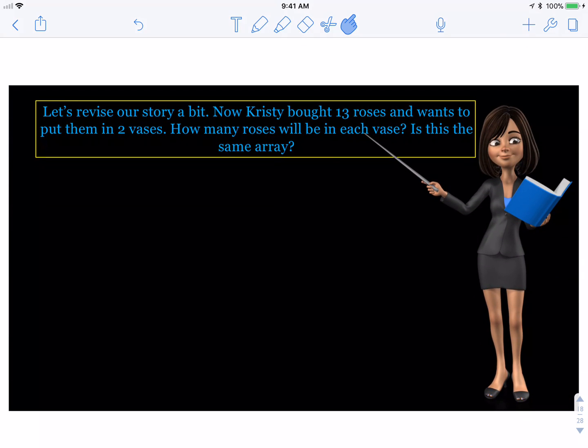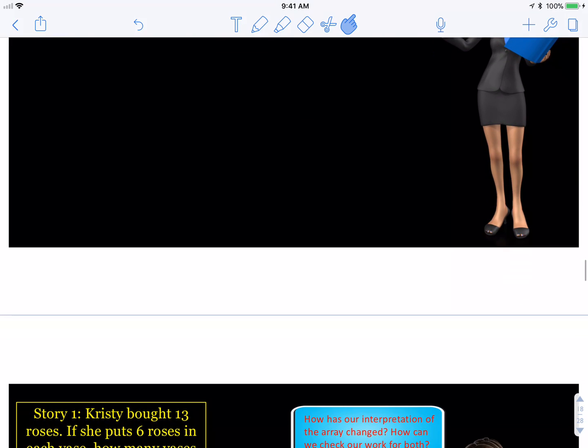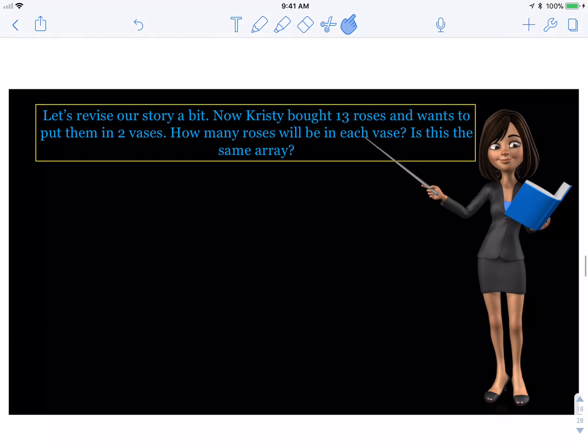Let's revise our story a bit. Now Christy bought 13 roses and wants to put them in 2 vases. How many roses will be in each vase? Is this the same array? So go ahead, pause, and see if you can figure this one out.